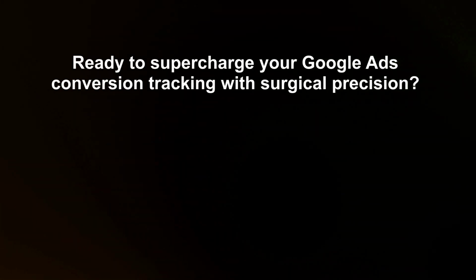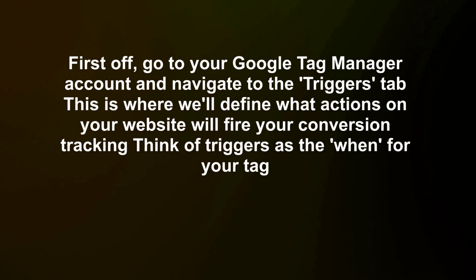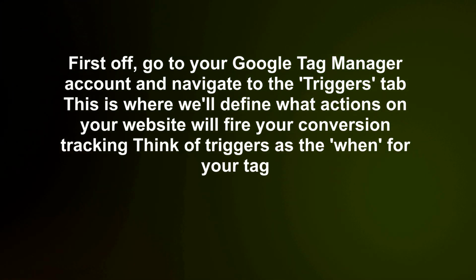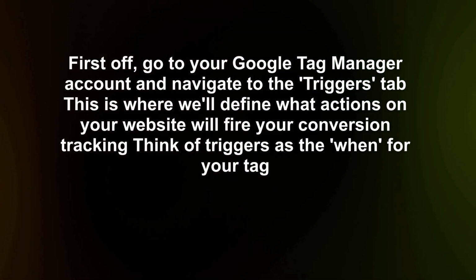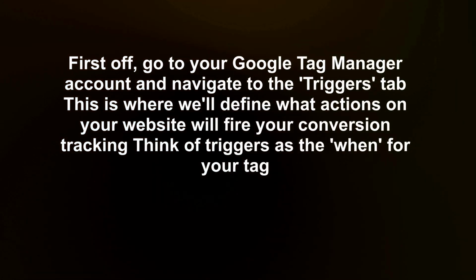Ready to supercharge your Google Ads conversion tracking with surgical precision? First off, go to your Google Tag Manager account and navigate to the Triggers tab. This is where we'll define what actions on your website will fire your conversion tracking. Think of triggers as the "when" for your tag.